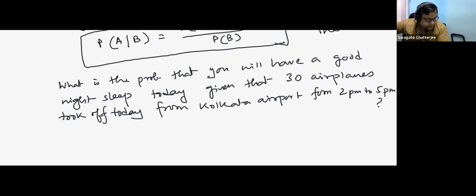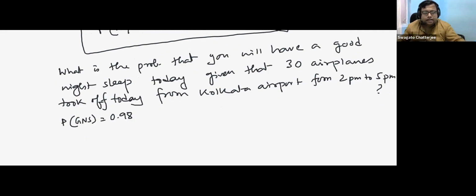Let's say in general, your probability of a good night's sleep is 0.98. Means out of 100 days, 98 days you have a good night's sleep. 2 days sometimes, because of whatever reasons, you don't get to sleep. Can you answer this? What I'm asking basically, can you express this in a mathematical form?